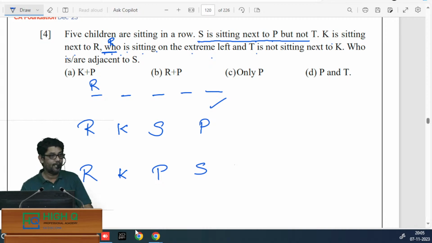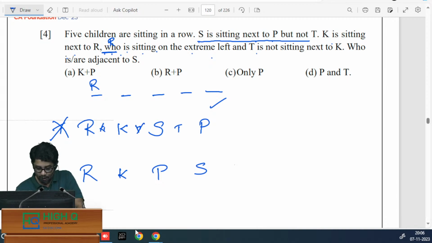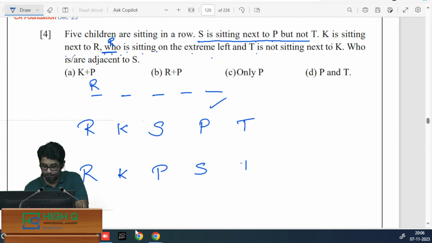Next one. T is not sitting next to K. So where is T, my dear? T cannot be here because extreme left, that position is fixed. T cannot be here. Next to R, here also not possible because next to S. So T has to be where, my dear? Only one place available for T. It is here. And here also, can T be here, my dear? No, because T cannot be next to K. So T cannot be here. So this arrangement is not at all possible because T's position is not fixed.